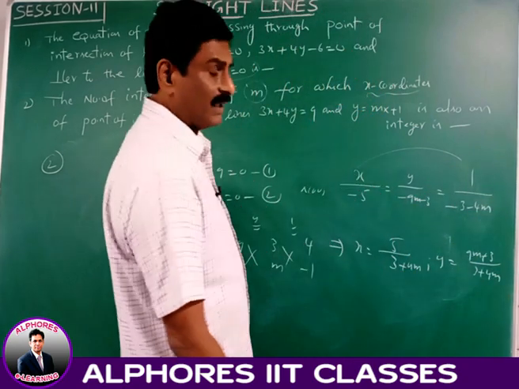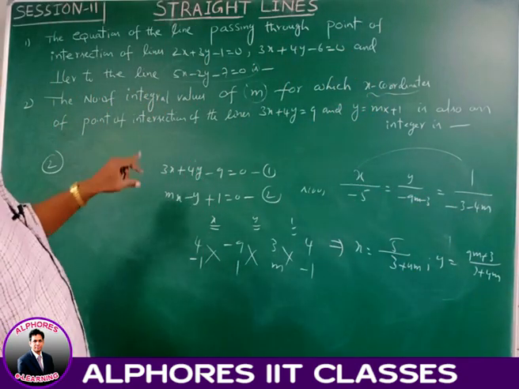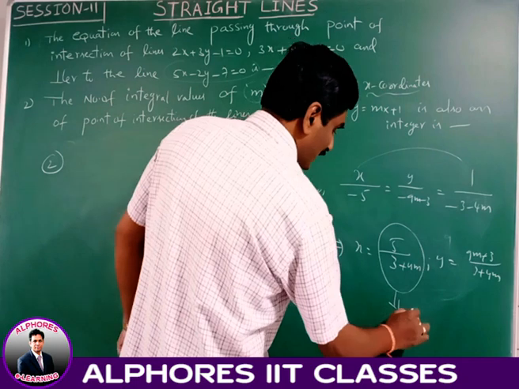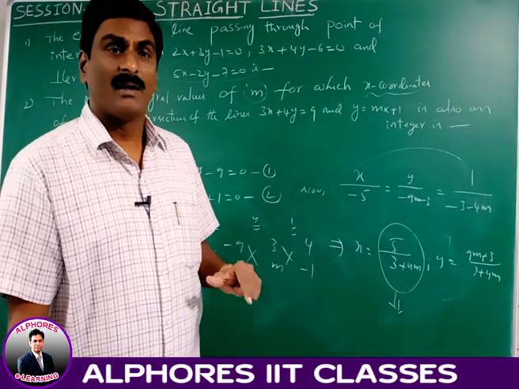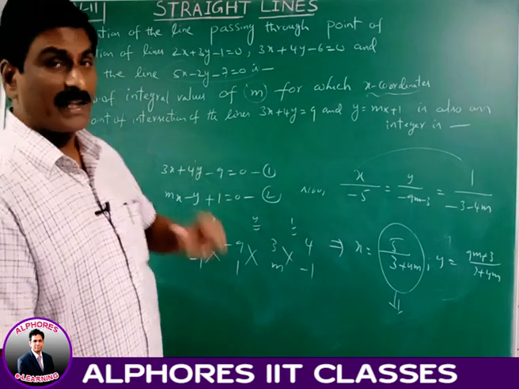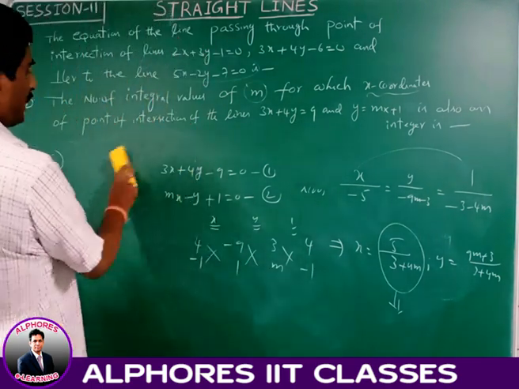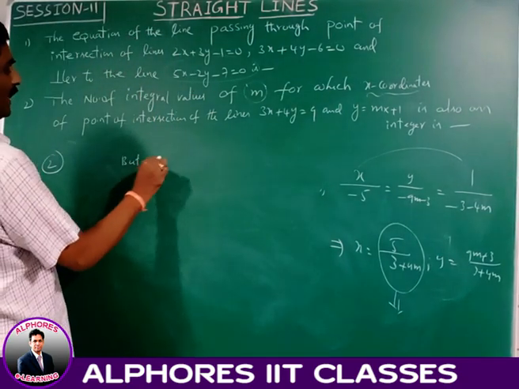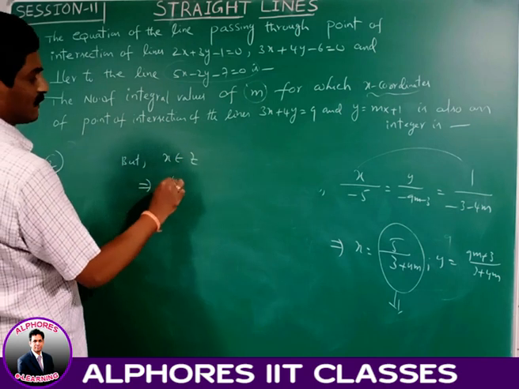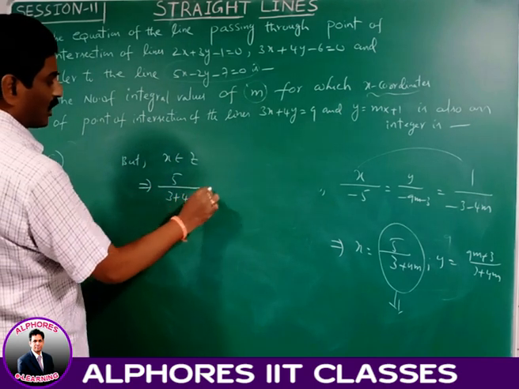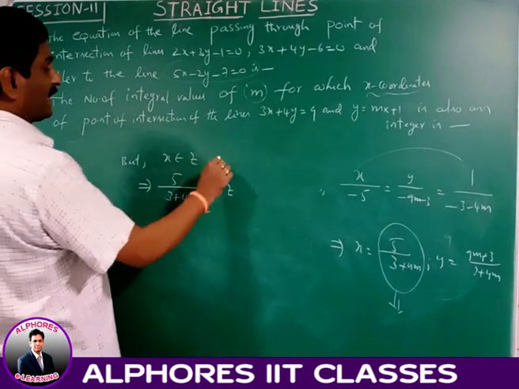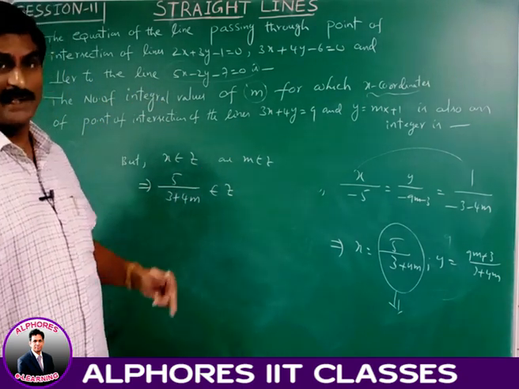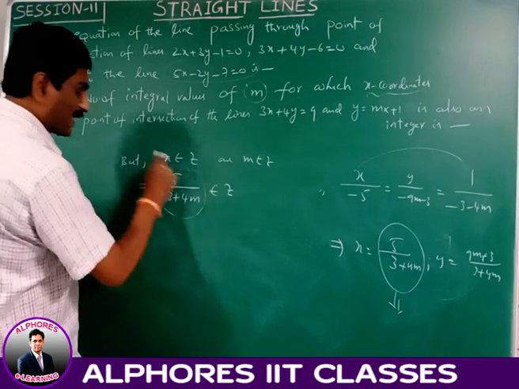Minus minus cancel. But from the given, we find the integral values of m such that the x coordinate of the point of intersection is an integer. This value is an integer and m is also an integer. Then we find the number of integral values of m. x belongs to Z, that means 5 by 3 plus 4m belongs to Z, and m also belongs to Z. For this value to be an integer, the x coordinate is an integer.